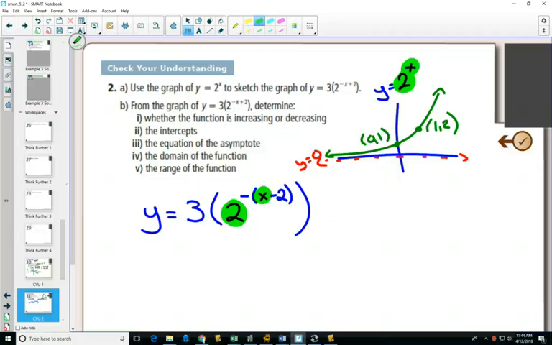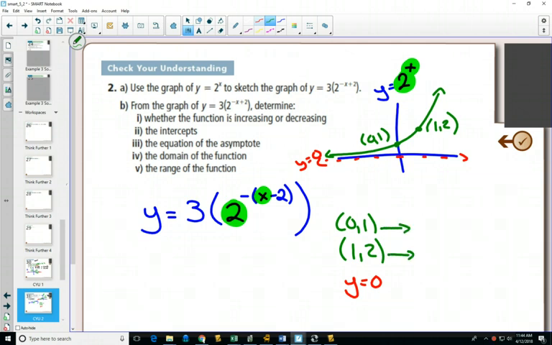So when we set up our points, we have the points (0, 1), (1, 2), and our asymptote at y equals 0. Going from left to right, doing all of our stretches and compressions first. We hit the 3. What is that 3 going to do? It's going to multiply our y values by 3. Then we hit the negative sign.